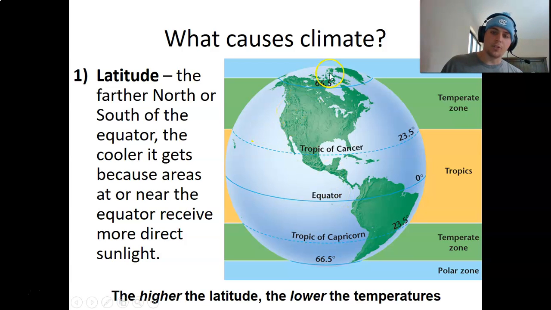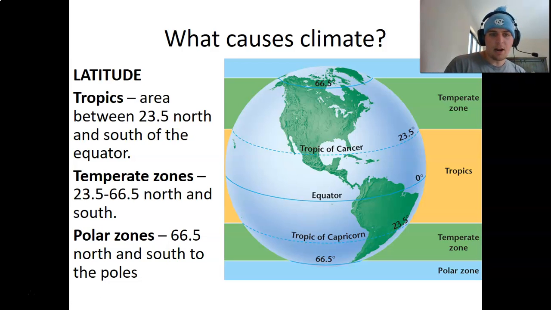Whereas near the poles especially, you're getting very little sunlight in certain times of the year versus a relative amount in other times of the year, but most of the time you're not getting nearly as much, and it's usually more filtered. Less sunlight means less energy, means less heat, so it's cooler. So the higher the latitude, the lower the temperatures. Okay, cooler, cooler, cooler, warmer, warmer, warmer.